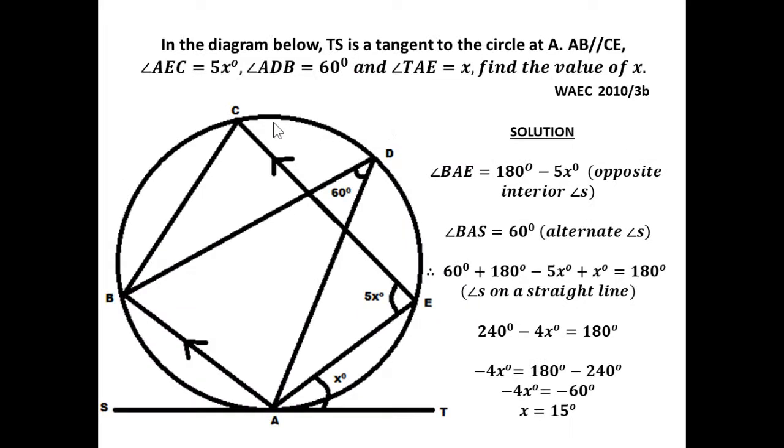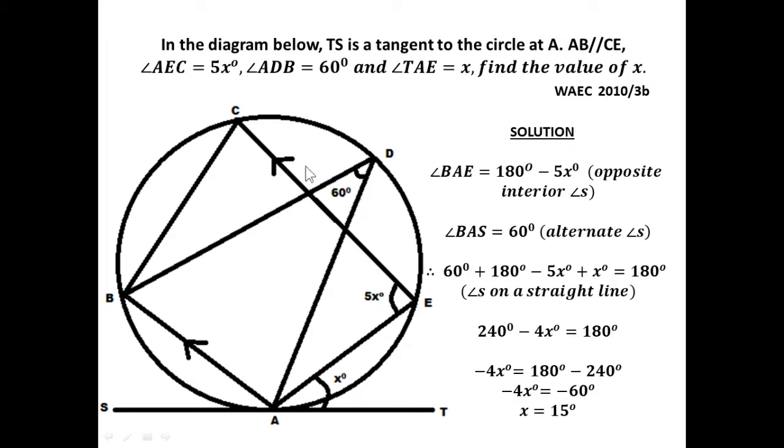The question says that in the diagram below, TS is a tangent to the circle at A, and AB is parallel to CE. Line AB is parallel to CE, that's why you're having arrows on them. Then angle AEC is 5x degrees. This angle here is 5x degrees.